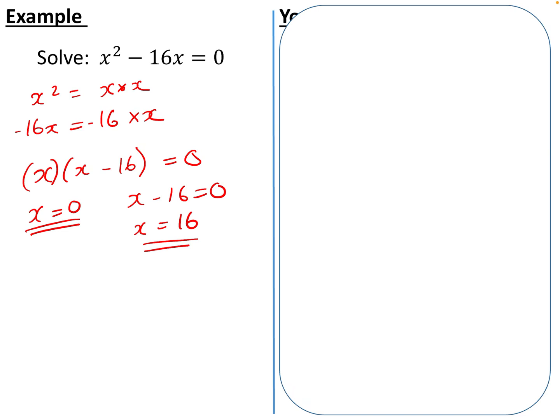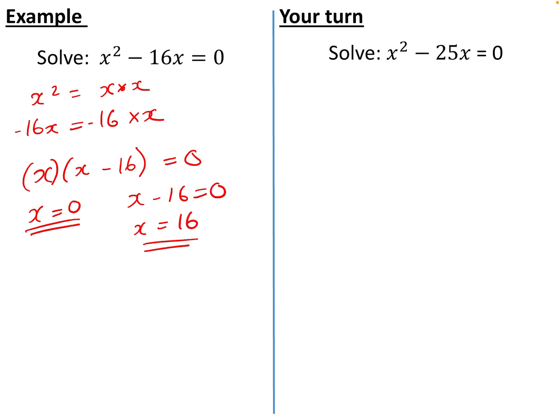So when you don't have a plus c on the end, you instead need to factorise by taking a common factor, and it's likely to involve an algebraic term of both terms to then be able to solve it. Please pause the video here and write this down as an example. And have a go at the one on the right, please.